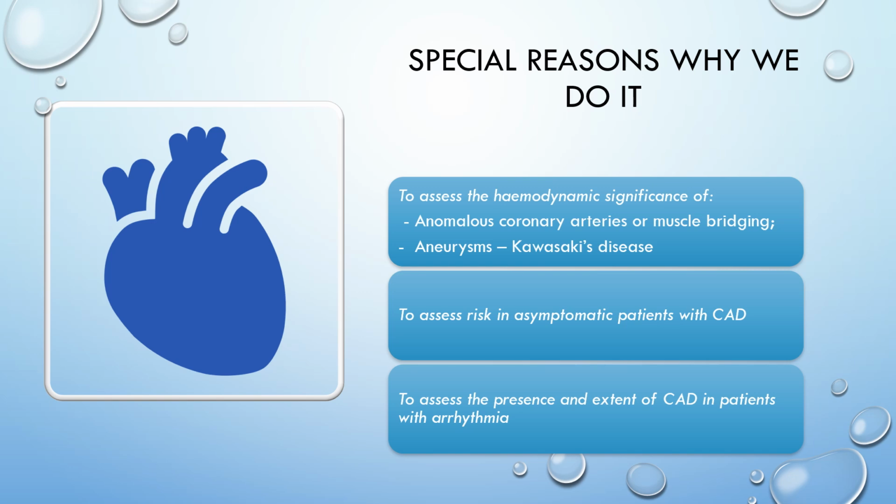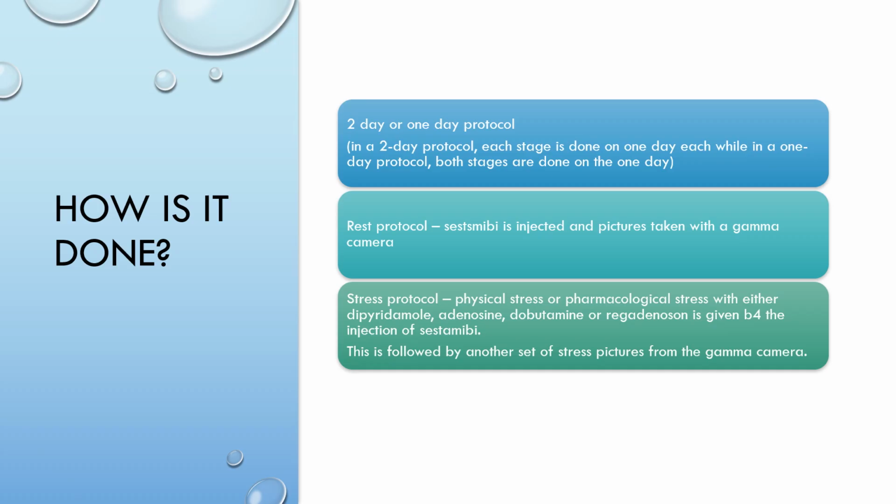This could be to assess the hemodynamic significance of a condition like anomalous coronary arteries or muscle bridging in some patients, to assess the hemodynamic significance of aneurysms in a patient with Kawasaki's disease, to assess risk in asymptomatic patients with CAD, and to assess the presence and extent of CAD in patients with arrhythmias. So how is this done?